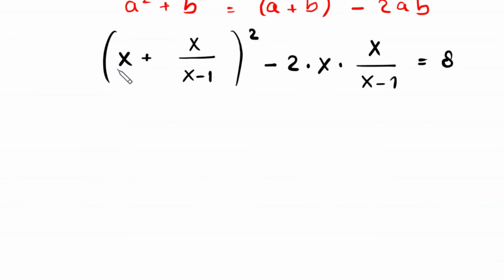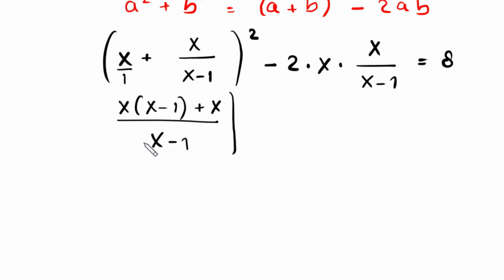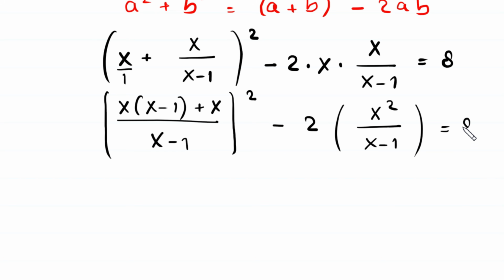We can write the denominator of this x as 1 and take LCM of 1 and x minus 1. LCM of 1 and x minus 1 is x minus 1. So x minus 1 times x will become x times (x minus 1) plus x times 1 will become x, whole squared, minus 2 times x squared over (x minus 1) equal to 8.